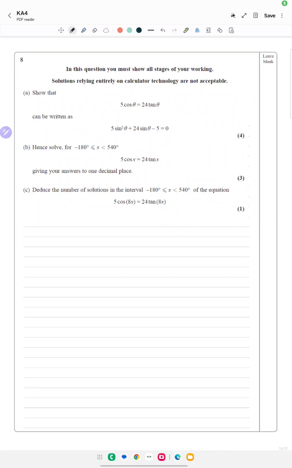So this is question 8 of KA4 for maths. We've got some trig. So first bit, show that 5 cos theta is 24 tan theta can be written as that. Now there's only one thing we can do at this point, and that is swap the tan for sine over cos.